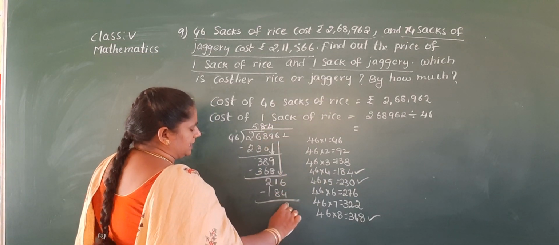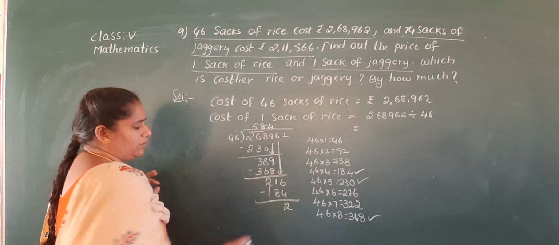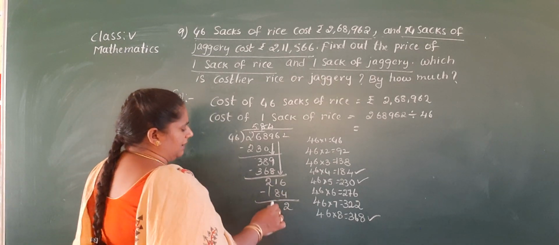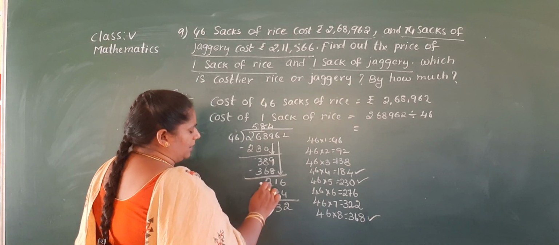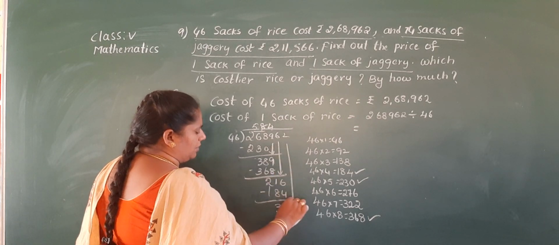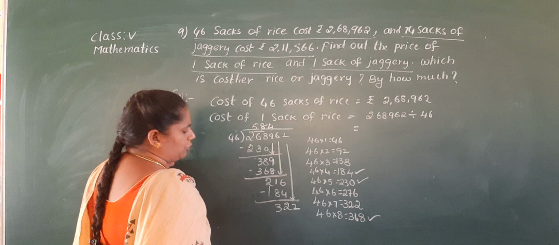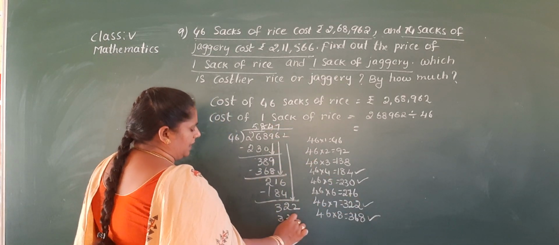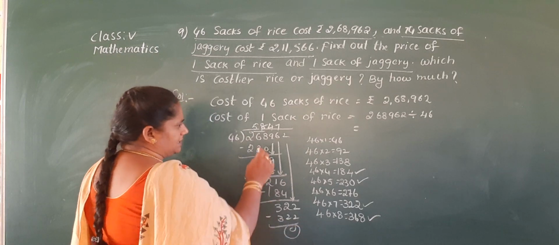184 down. 6 minus 4 is 2. 1 minus 8 is not possible. So that take borrow. 11. 11 minus 8 is 3. 1 minus 1 is 0. Now you take down 2. 322. So 7 times come. So 322.